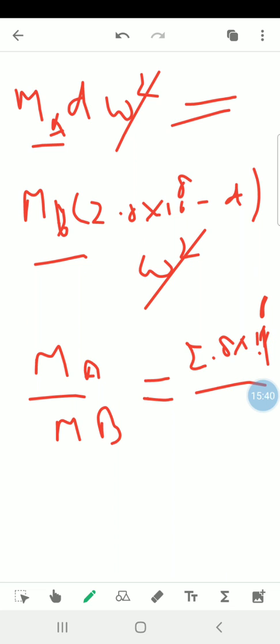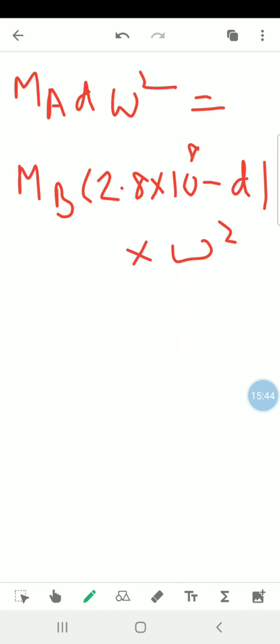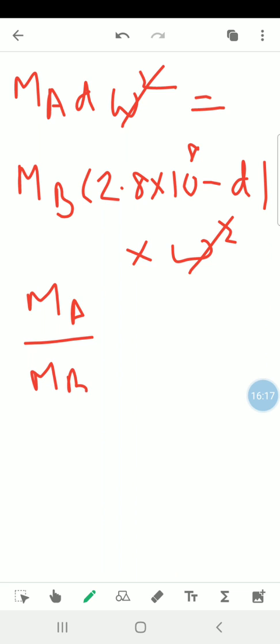If that is not clear, let me do it again. I hope this is clearer. So MA D omega squared is equal to MB times the difference between the total length and D, into omega squared. Because these are centripetal forces, they are equal. Because it is omega squared, both sides can be cancelled out. Then I divide both sides by MB. Then on the left hand side I am left with MA upon MB.